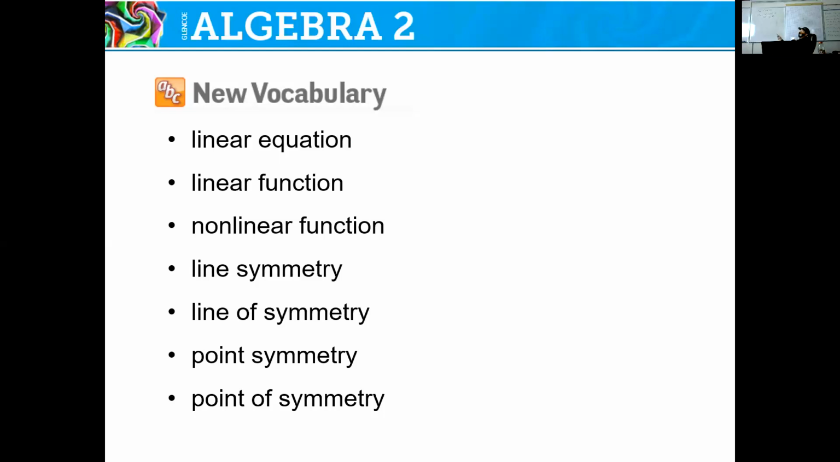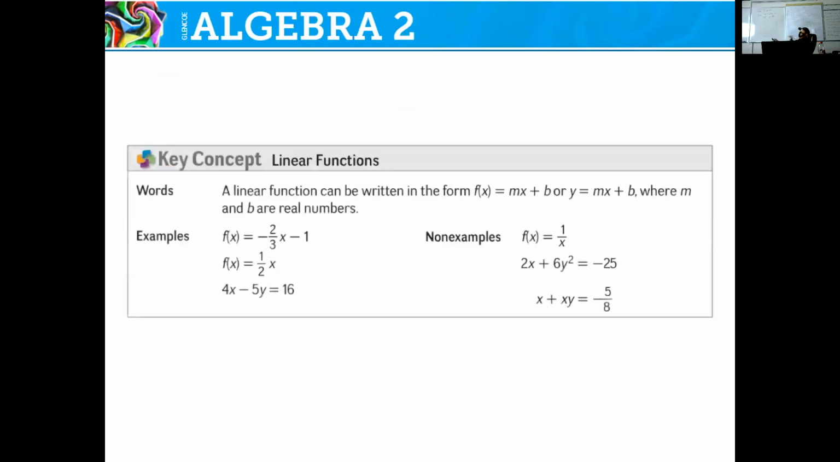The line of symmetry is what divides the graph. Point symmetry is, again, the concept. The point of symmetry is a specific point on the XY plane that we can rotate our graph around and it maps onto itself. And I'll show you guys a couple examples of that.